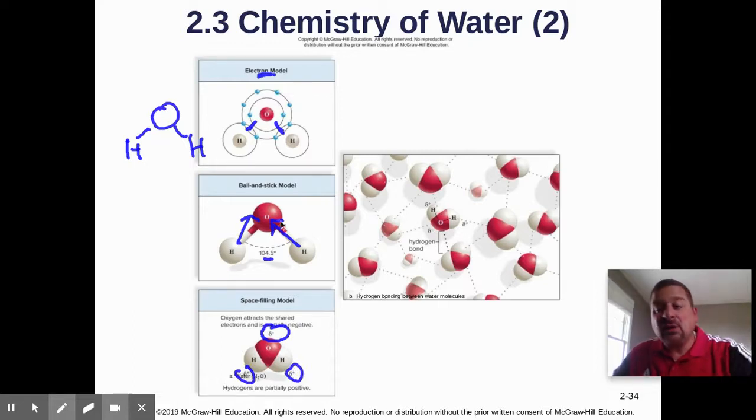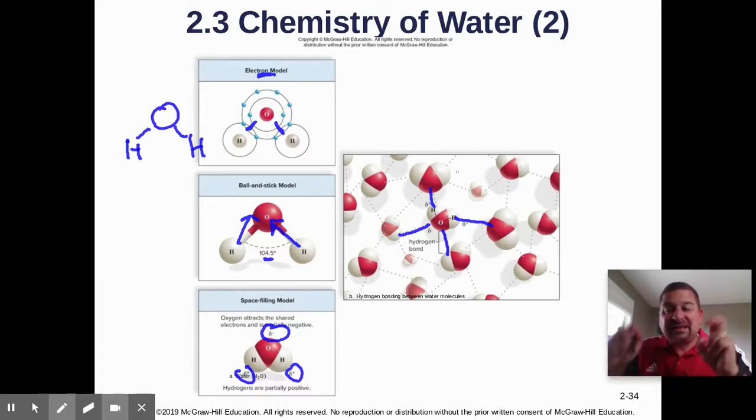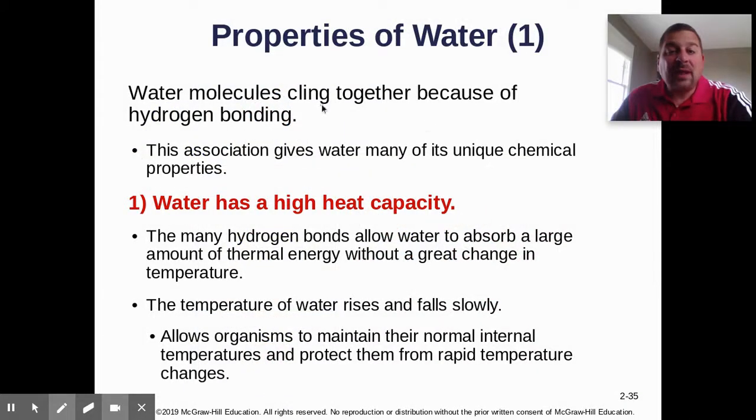When you mix all these water molecules together, and this illustration shows it better than I can draw it, the oxygen sides are attracted to other hydrogens, and the hydrogens are attracted to other oxygens. So the molecules all sort of stick together, forming hydrogen bonds with each other. These water molecules clinging together because of hydrogen bonding give it five properties that we want to look at that make life here on Earth possible.